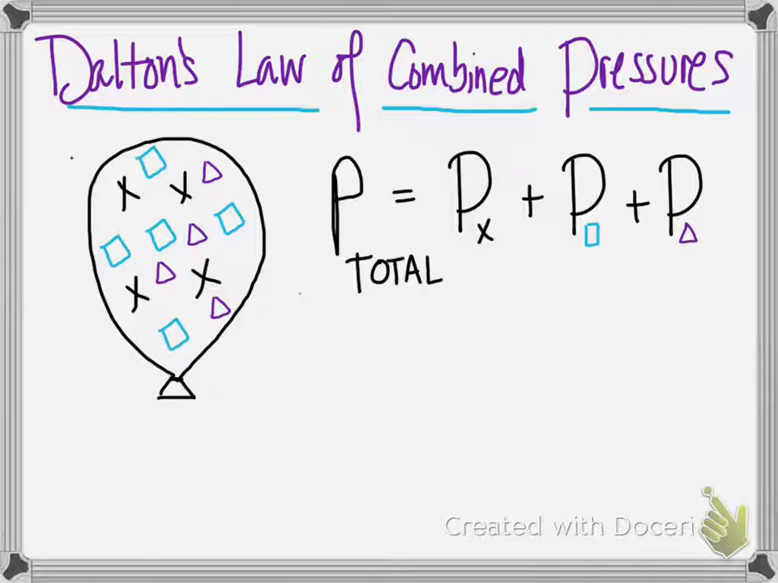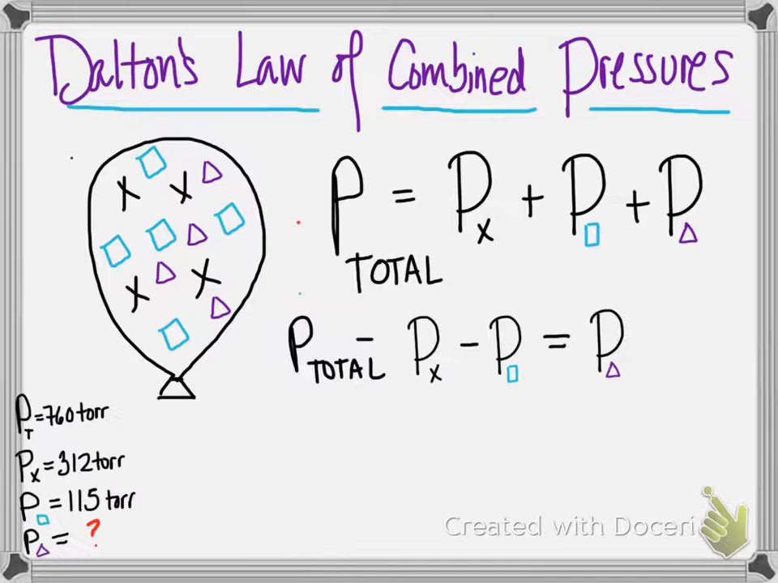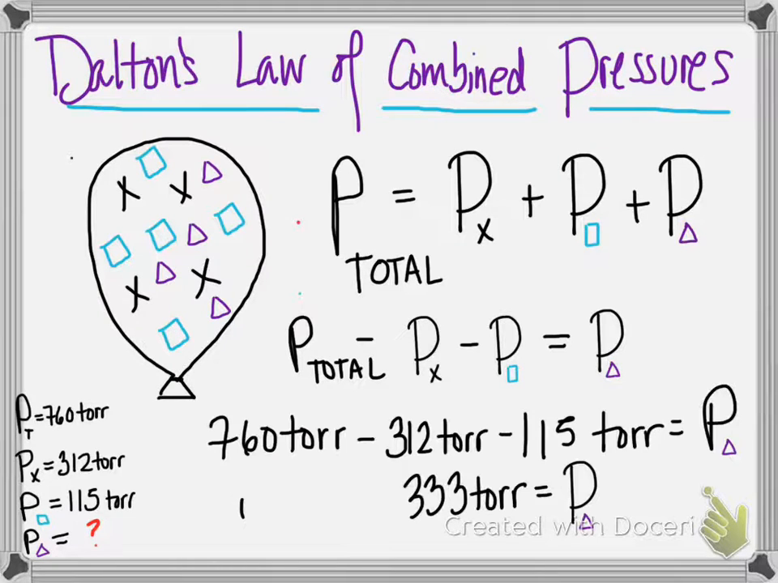Well, this seems pretty easy, and in fact, it is. If we have a total pressure of, let's say, 760 torr, normal atmospheric, and the pressure of gas X is 312 torr, the pressure of gas blue square is equal to 115 torr, it becomes pretty easy to figure out the pressure of gas purple triangle. Let's set it up. The total pressure minus the pressure of the two gases that you know is equal to the pressure of the remaining gas. So when we plug in numbers, what do we get? There we go, 333 torr is equal to the pressure of gas purple triangle.